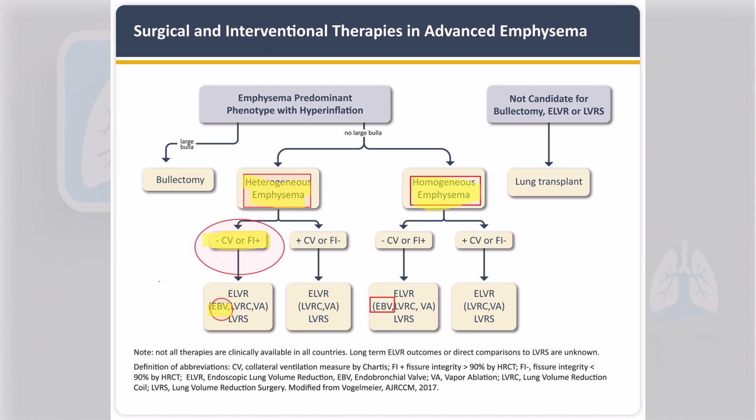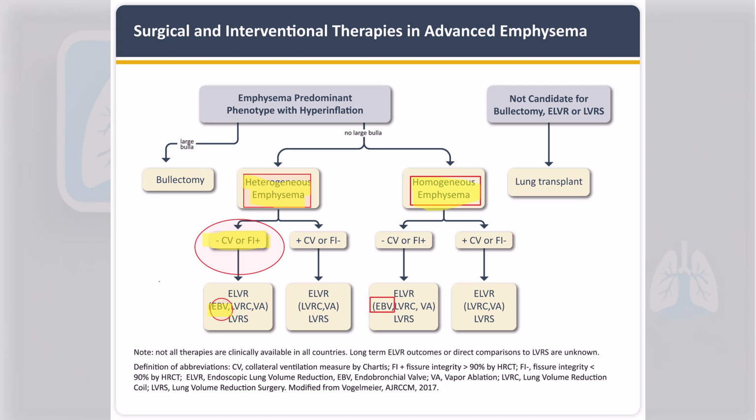So in cases of emphysema, predominantly a phenotype with hyperinflation, you have to see whether there is a bulla or there is no large bulla. If there is no large bulla, then you come across heterogeneous and homogeneous emphysema. Then you check for the CV and FI, where CV stands for collateral ventilation and FI stands for fissure integrity. And then you take a decision whether you want to put a coil, you want to put a valve, or you want to do a surgery or vapor ablation or whatever it is.